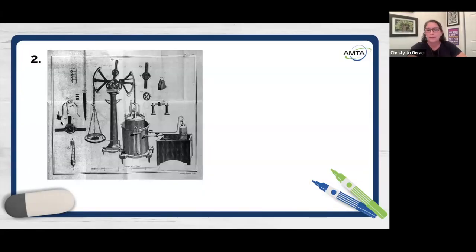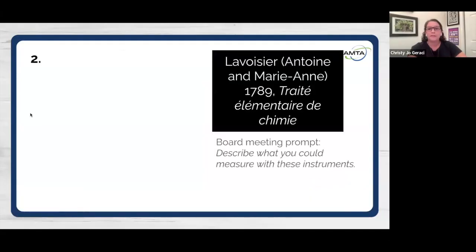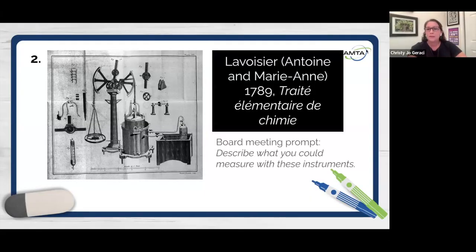All right, here's the second one. All right, give yourself a point if you guess this is Lavoisier. Both Antoine and Marie-Anne, his wife, she did almost all of his illustrations. A board meeting prompt you could use with this is, describe what you could measure with these instruments. And this is something that middle school students could do even without reading the text. You could start just by showing a picture, the same way artists talk about a painting.